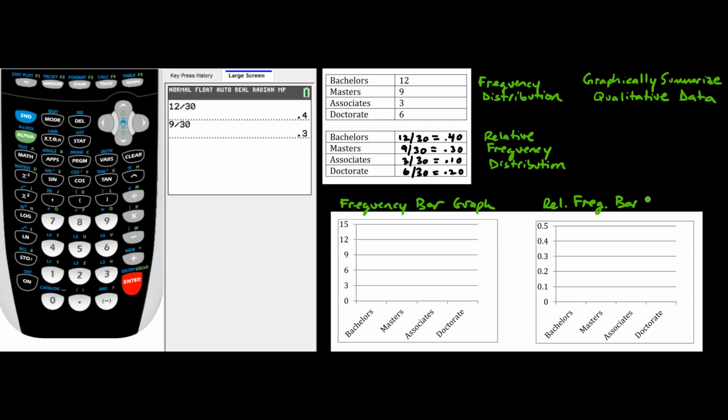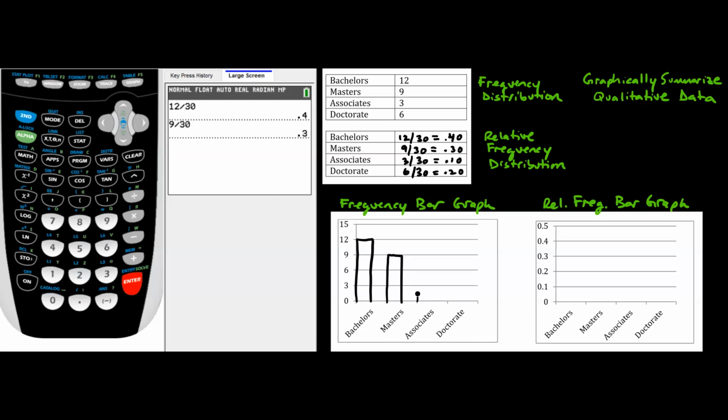Relative frequency bar graph. Okay, so bachelor's goes all the way up to 12. And so I would have a bar for the bachelor's category, and I'm going to leave a little bit of space in between each one. Master's goes up to 9.